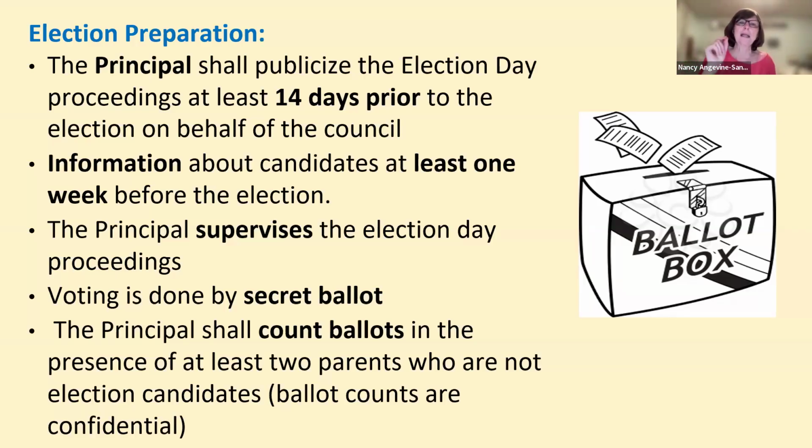Remember, we need 10 members. Each parent gets to vote for 10 parents out of the 20 that they want. They don't vote for just one person and then take the top ones. They get to vote for 10 people that they want, and then they're counted. It's really up to 10, because you can just vote for one if you want. As long as it's not in excess of 10. You can't go in excess of 10.